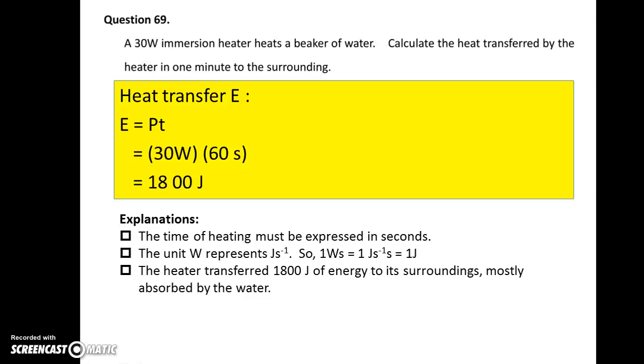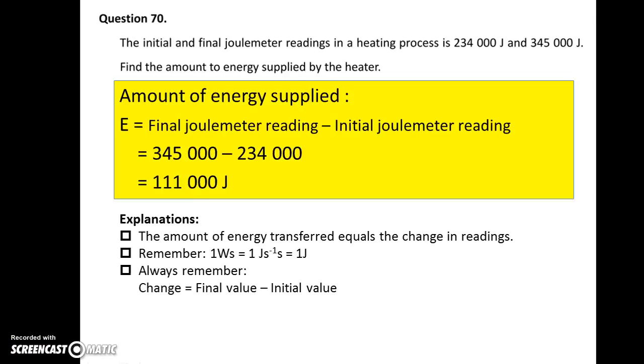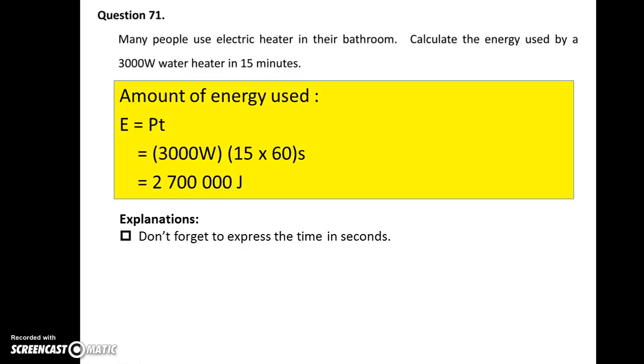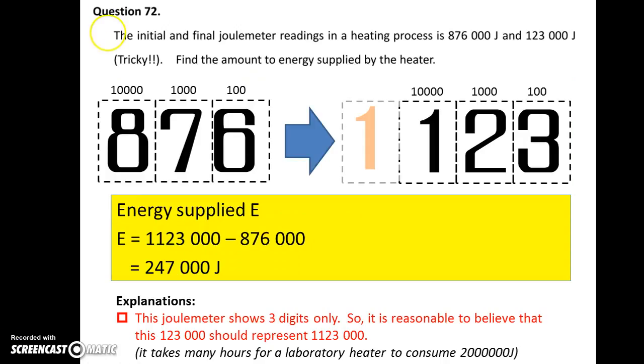Question 69. We are using a 30-watt immersion heater to heat water for 1 minute. The heat transfer, E, will be the power multiplied by the time in seconds. Question 70. The initial and final joulemeter readings are given. The amount of energy supplied should be the difference of the readings. Question 71. The energy used by a 3 kilowatt water heater in 15 minutes will be the power multiplied by the time in seconds.